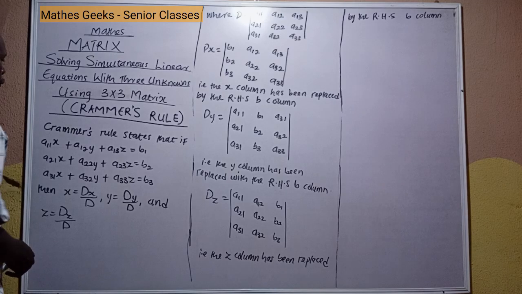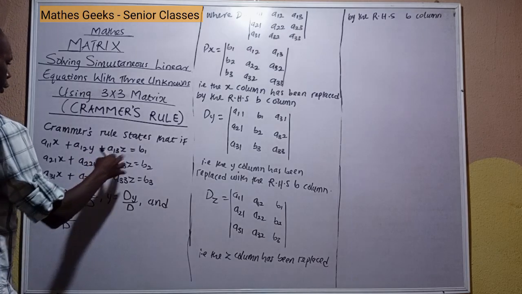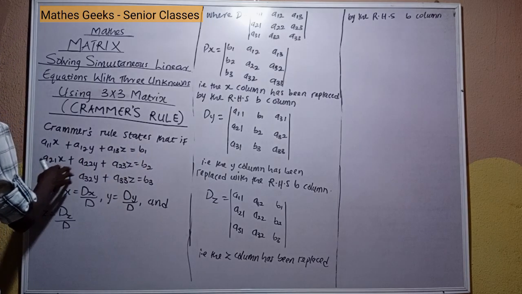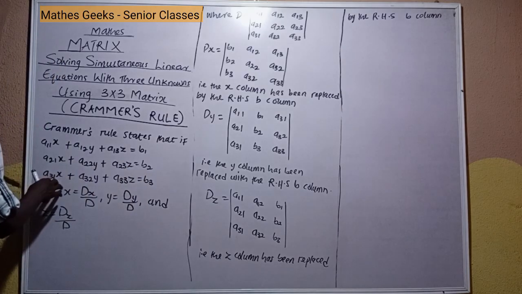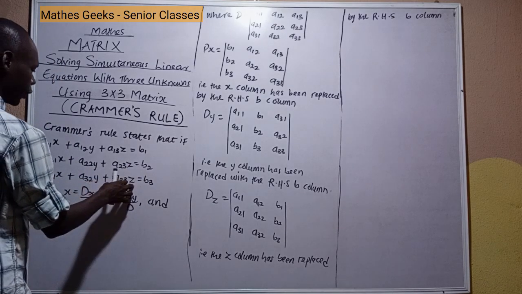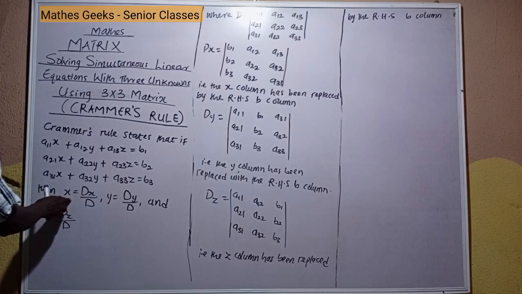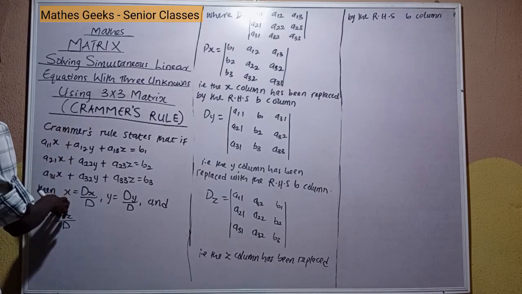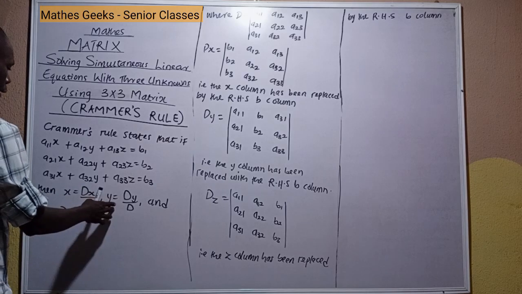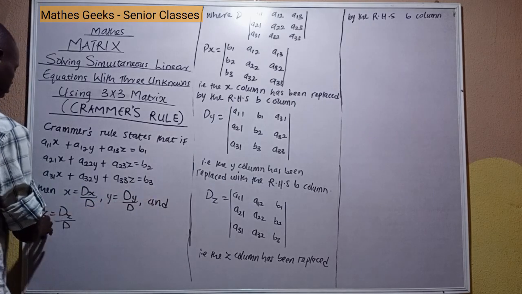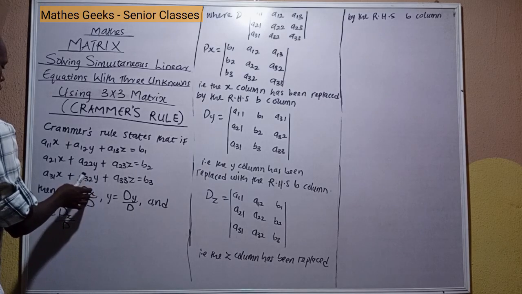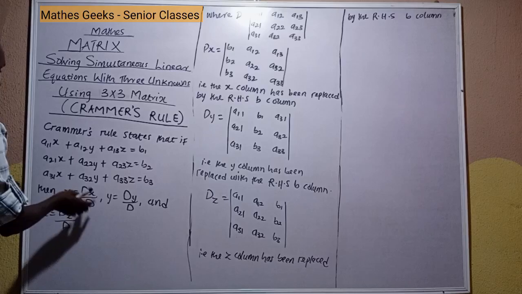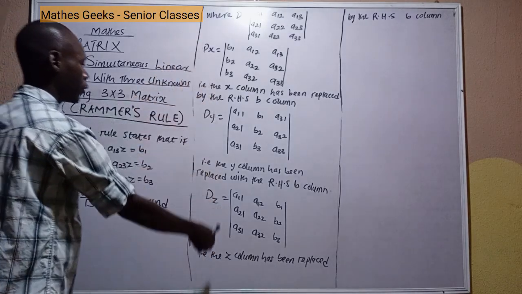a11x plus a12y plus a13z is equal to b1, a21x plus a22y plus a23z is equal to b2, a31x plus a32y plus a33z is equal to b3, then the solution for x is equal to dx over d, y is equal to dy over d, and z is equal to dz over d. So how we arrive at dx, dy, dz, and even d is as follows.